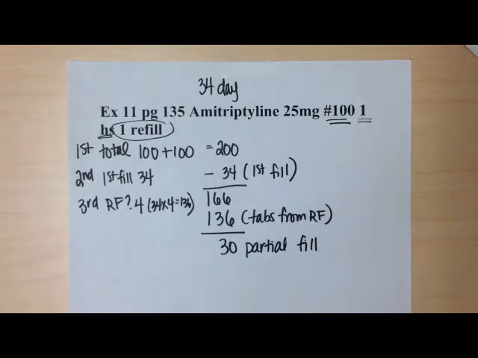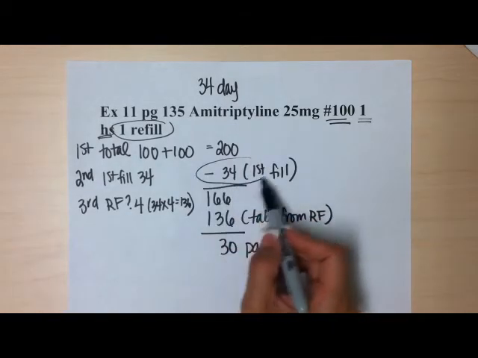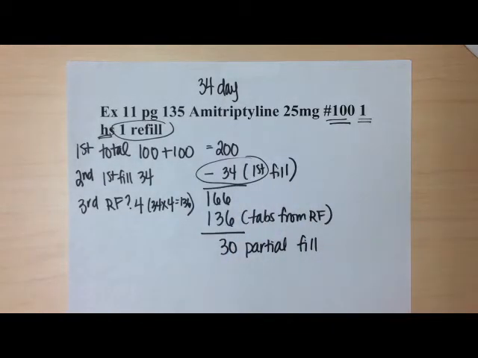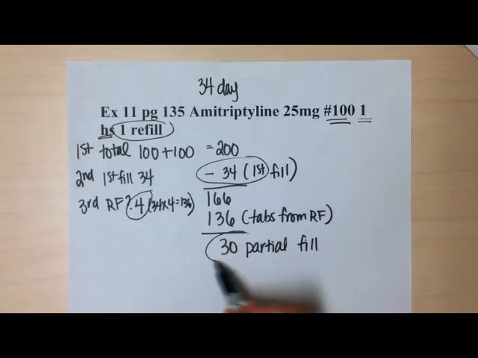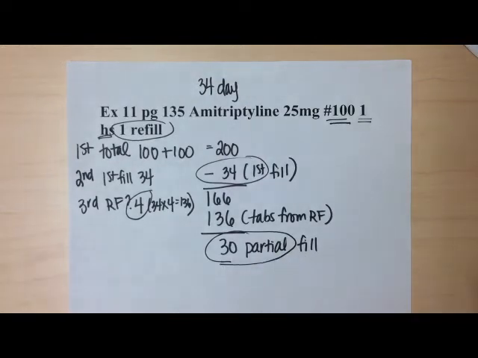So in your book, you'll notice that there are 3 empty slots. The first slot is for the first fill, which you would put 34. The second slot is for the number of refills, and we calculated it to be 4 here. The last slot is for the partial quantity, if there's a partial remaining. And in this case, we'll have 30 tablets as our partial.